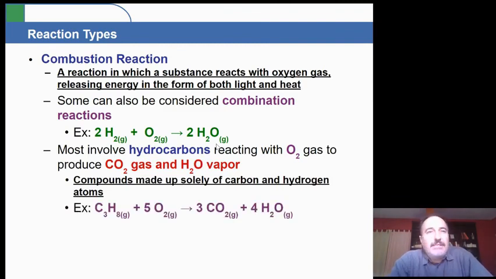A good example is this. This is propane. If you have a propane tank or go camping with a propane stove, this is the balanced chemical equation for that reaction. Notice how it burns in oxygen, and it always produces two things, carbon dioxide and water.